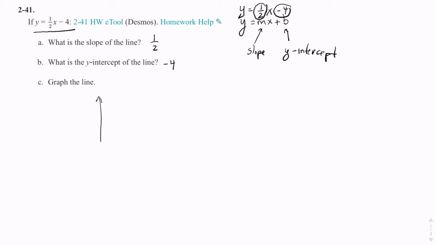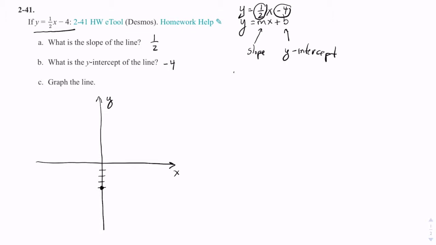So I will draw a coordinate plane, x and y, and let's graph some points we know. We know the y-intercept is -4. 1, 2, 3, 4. There's a point. And we know the slope is 1/2.